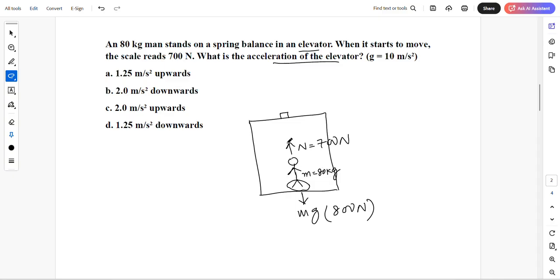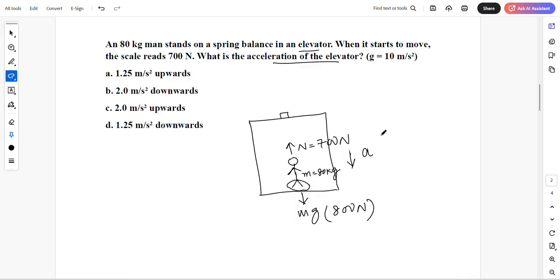Normal reaction is shown upwards. N is equal to 700. Which is greater, 800 or 700? 800. Therefore, acceleration will be downwards. Now apply Newton's laws of motion, and you will get the answer.